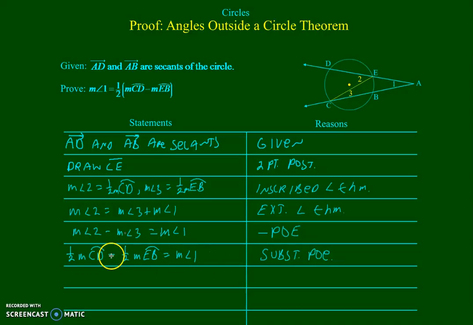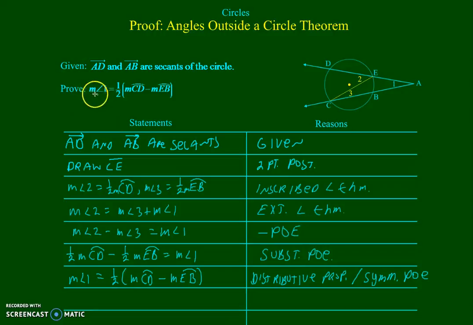And now we're almost ready to finalize. Again, just like in the last piece, the only difference between this statement and this is that here we have pulled out the 1/2. So we have to pull out the 1/2 from both of these terms. That's going to be the distributive property. And we're going to swap sides, which is the symmetric property of equality. And we'll be done. And there we have our final statement. Measure of angle 1 equals 1/2 the measure of arc CD minus EB, right there. Distributive property and symmetric property of equality.